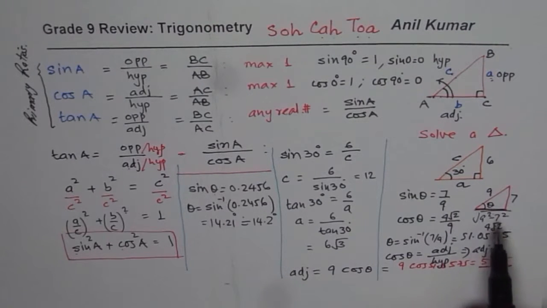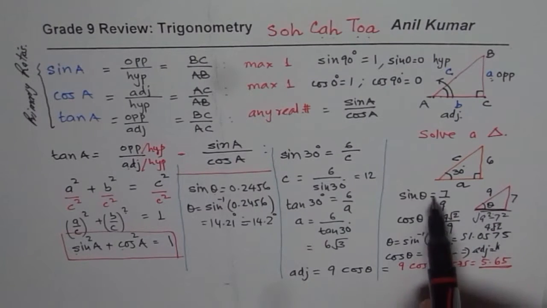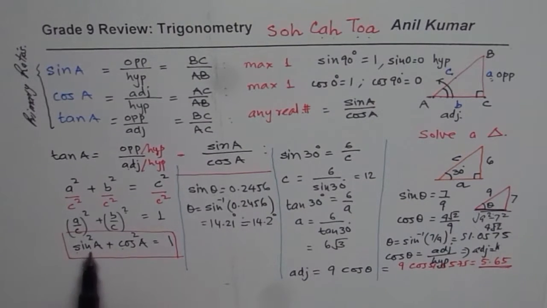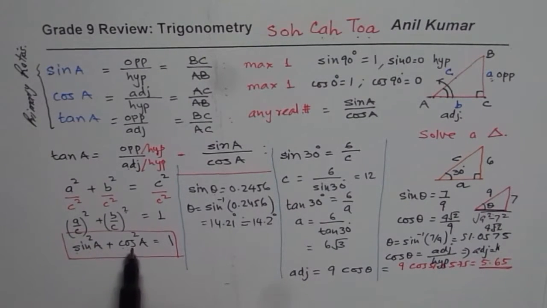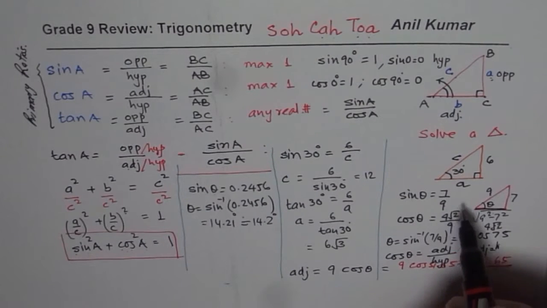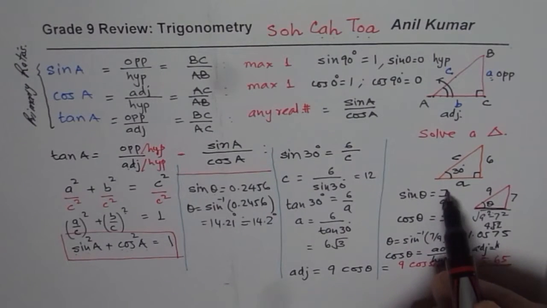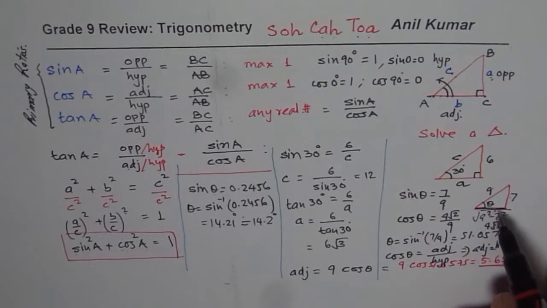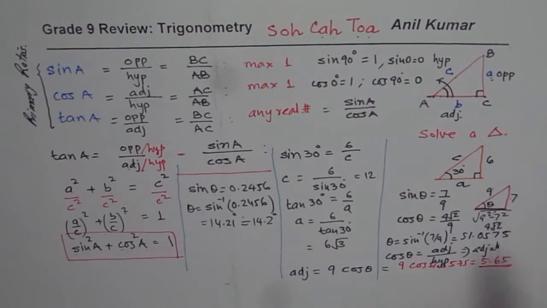At times in a right triangle you could use the Pythagorean theorem, or you can use the ratios in different ways. You could also use the formula we learned, sine squared a plus cos squared a equals 1, to solve such cases. The easiest way, of course, is once you know sine theta is 7/9, find the third side using the Pythagorean theorem, and then you know the answer. That is probably the best way of solving this question.